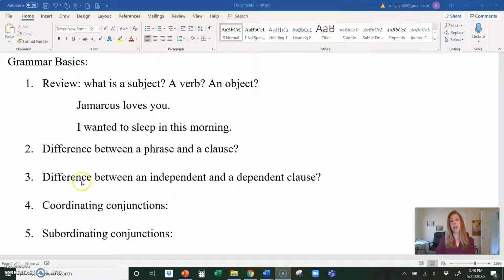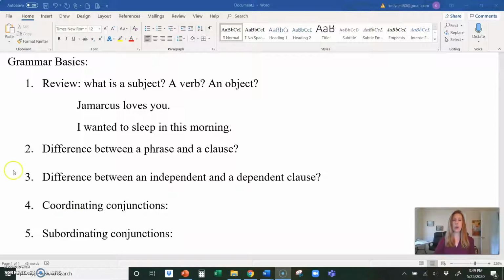So we're going to talk about 5 things today. First, we're going to review what is a subject, a verb, and an object. We're going to talk about number 2, the difference between a phrase and a clause. Number 3, we're going to talk about the difference between an independent and a dependent clause. Number 4, we're going to talk about coordinating conjunctions, what those are. And 5, subordinating conjunctions, what those are and why we need them. So those are the 5 topics under grammar basics for today. So let's start with number 1.